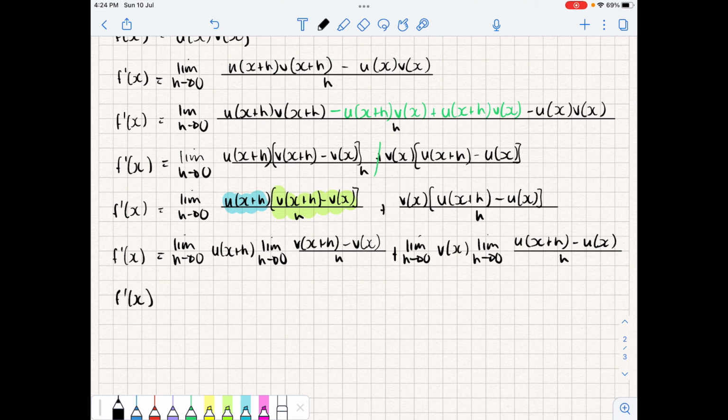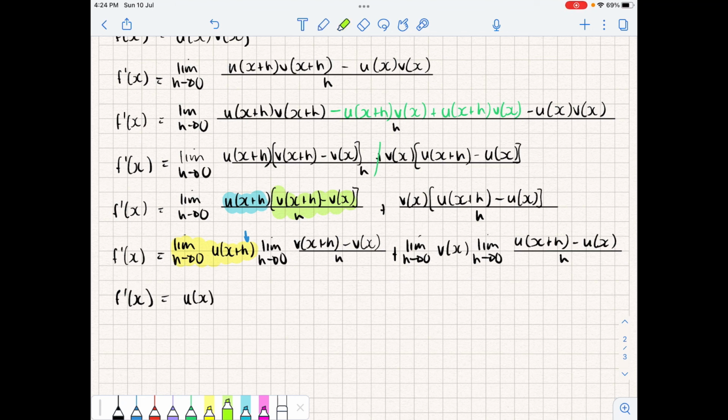Okay, if we have a look at the first term, we have the limit as h approaches 0 of u of x plus h. So if we put values into h, as they get smaller and smaller and smaller, h tends to 0, and so what we're left with is just u of x.